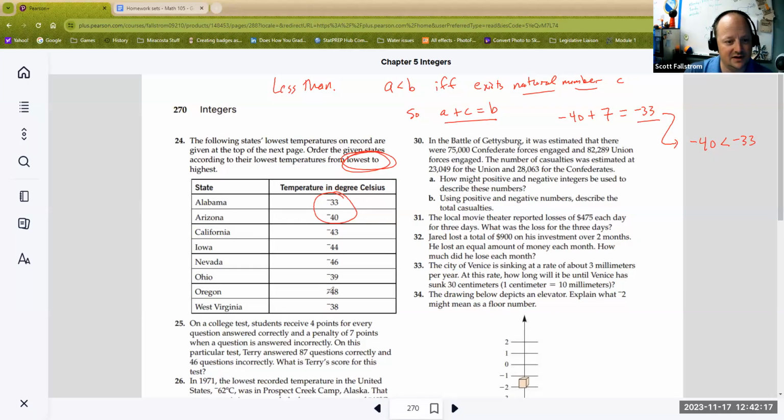But I could look on this list and I could find the absolute lowest, and Oregon is the absolute lowest, -48. Right after that, -46. Right after that, -44. Right after that, -43, -40. See what I'm doing? Just going in order, because the larger the absolute value of a negative number, the smaller the actual value. Okay. So there we go. That is a question similar to 24. Let me make sure that I answered what the student was looking for correctly.